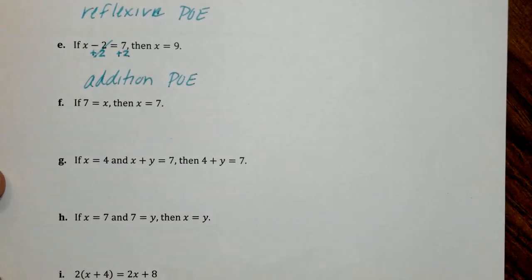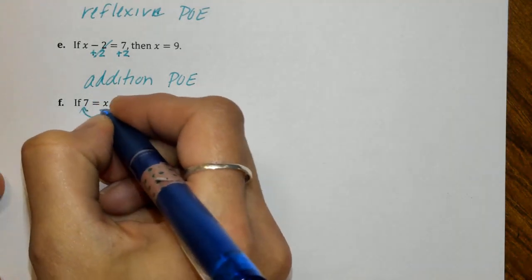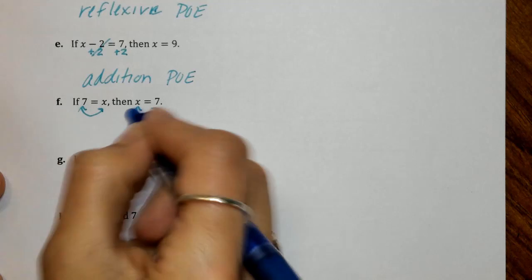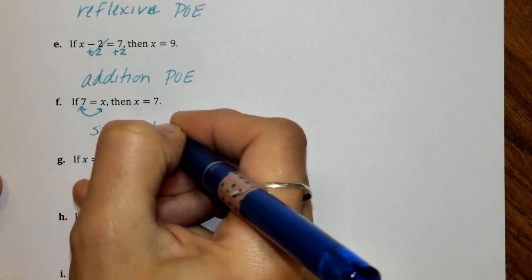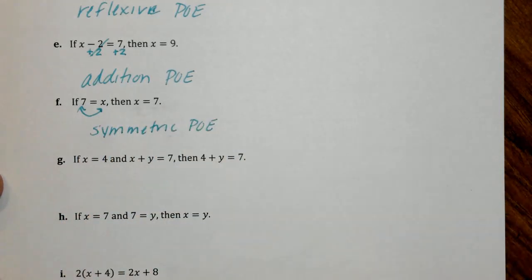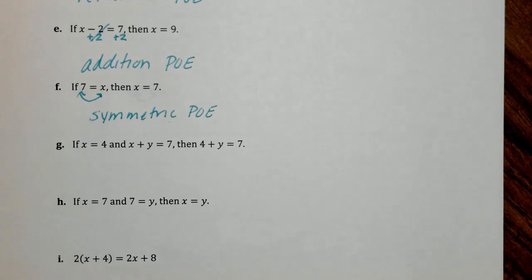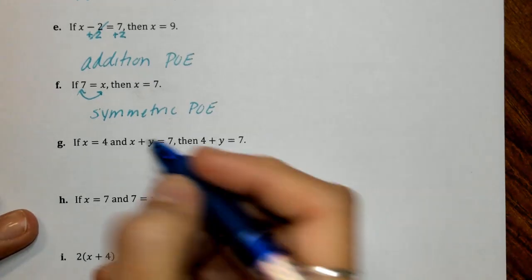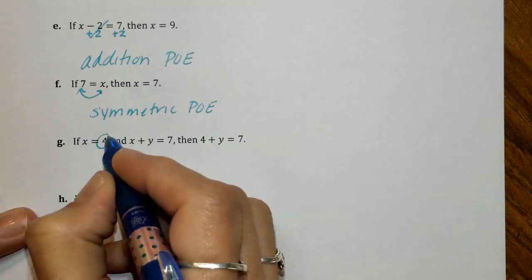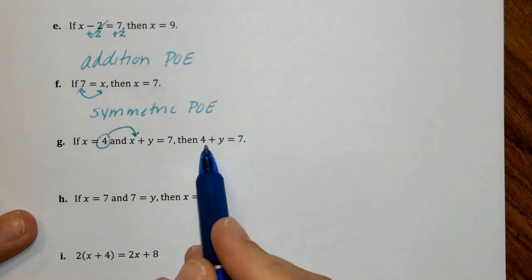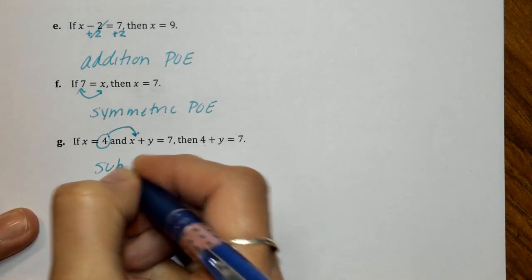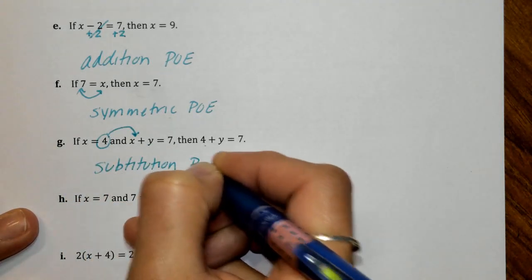On the next one, letter F, we have if 7 equals x, then x equals 7. This is where we switched. Switch: symmetric. Now we take a look, if x equals 4 and x plus y equals 7, then 4 plus y equals 7. Well, what happened here? We knew what x was, so we ended up going in and substituting in. We took out x and we put in that 4. So this is your substitution. That's what the substitution property looks like.